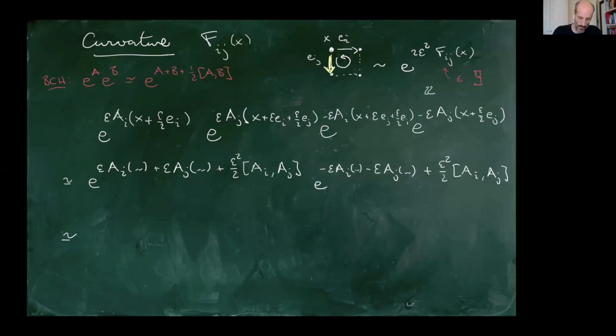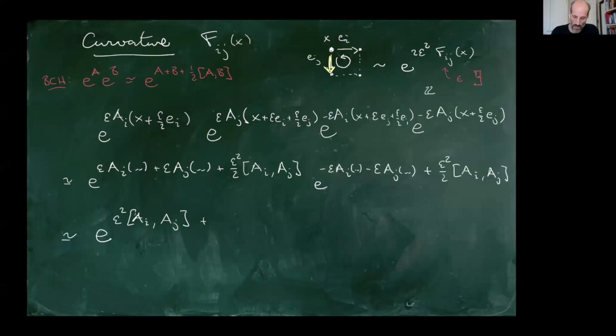And so if I add up the exponents, what do I get? I have this bracket, which just gives me an epsilon squared bracket of A_i A_j. And then I have all the A's. Of course, to first order, they just cancel out. But then since the point at which they are evaluated changes by order epsilon, there's an order epsilon squared contribution from the first order Taylor expansion, which I can't drop.